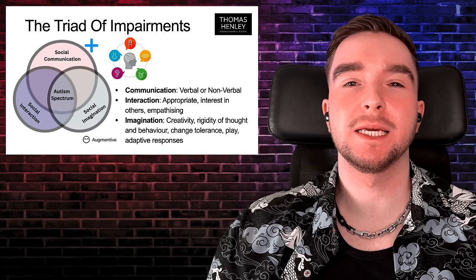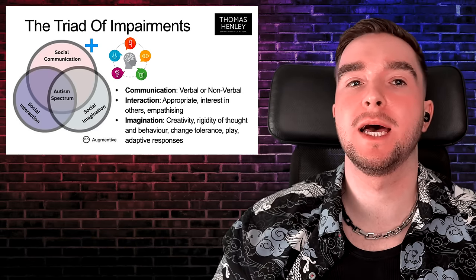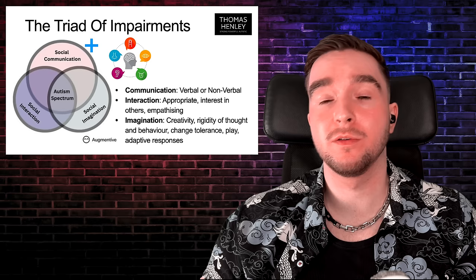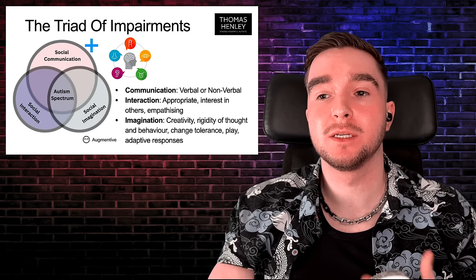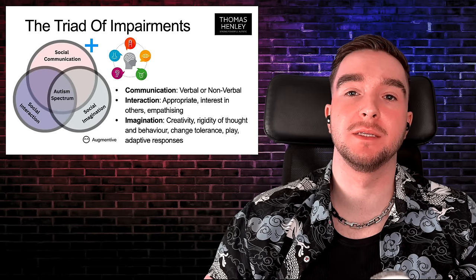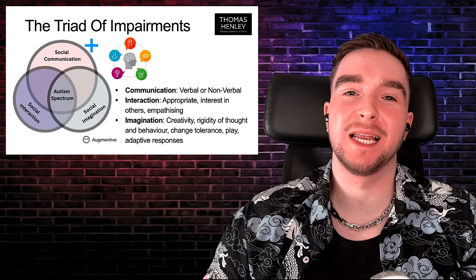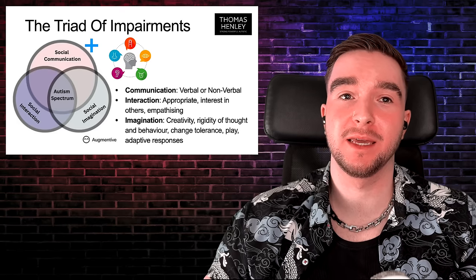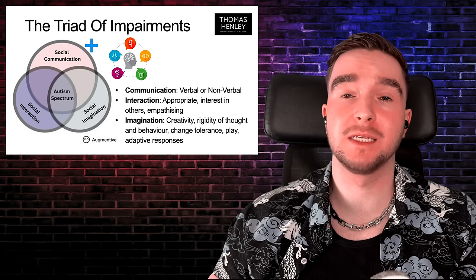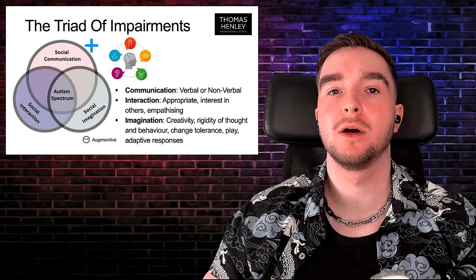Lorna Wing, basically characterizing the traits of autism into three separate categories, hence the triad: communication, being both verbal communication as well as nonverbal things, indirect things like tonality, facial expressions, body language; interaction, which means being appropriate or interacting with other people normally, can be related to an interest in others, what they have to say, what their interests are, as well as something that was highlighted by Lorna as empathizing, which I will expand on a little bit further because it's not completely right.